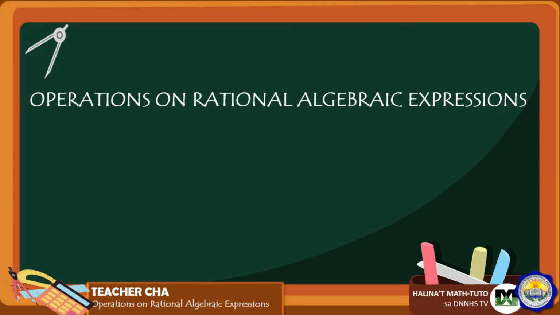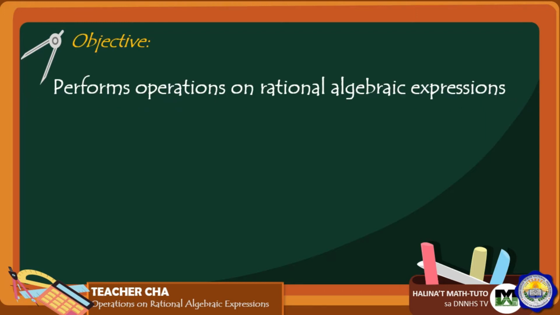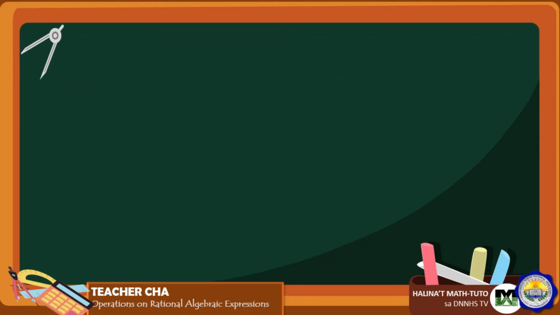Operations on rational algebraic expressions. Our objective for this lesson is to perform operations on rational algebraic expressions. Remember that adding or subtracting fractions can easily be done if the fractions are similar. Otherwise, you have to make the fractions similar by finding their equivalents.